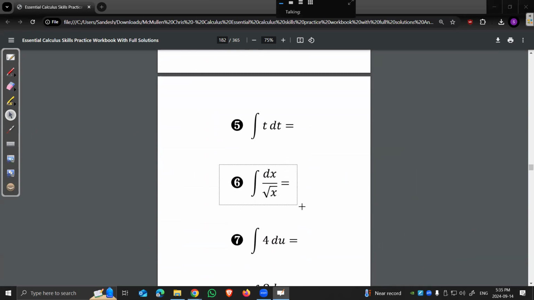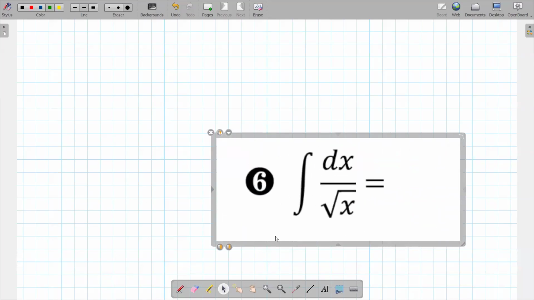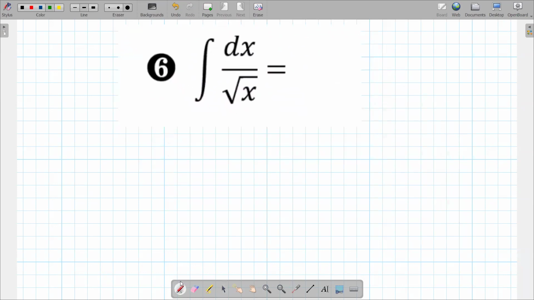Okay, let's try this one. If you write this in terms of x, what's the power right now? We haven't done anything to it. Negative 1 over 2 is right. Now we're going to add 1 to it. So this becomes 1 over 2.